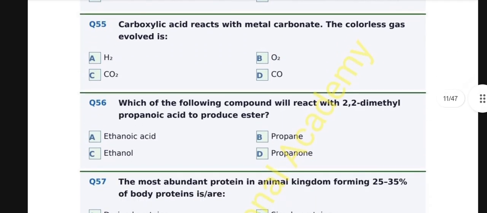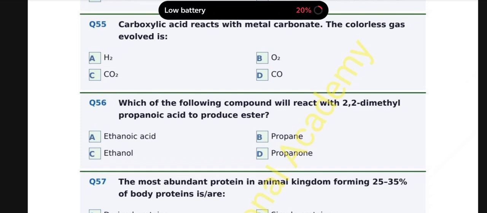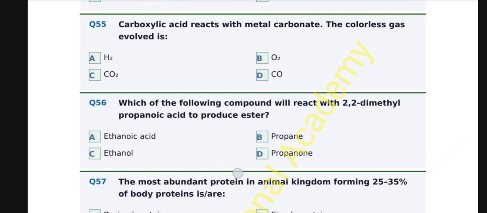Question number 56. Which of the following compounds will react with 2,2-dimethyl propanoic acid to produce an ester? A. Ethanoic acid. B. Propane. C. Ethanol. D. Propanone. And the correct option is C. Ethanol. Esters are formed by the reaction of carboxylic acids with alcohol. Ethanol reacts with 2,2-dimethyl propanoic acid to form an ester and water.